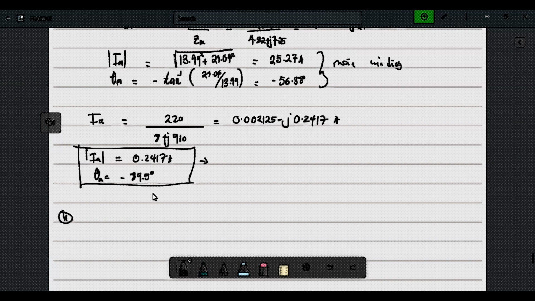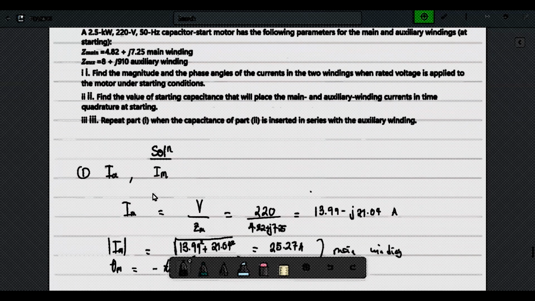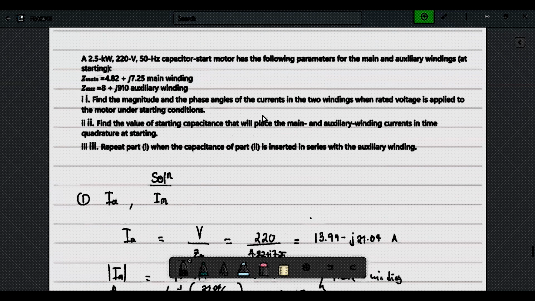So for us to achieve that, we have to place these windings at 90 degrees to each other, okay? So we need to add a capacitor. So no wonder it's called a capacitor start. For this motor to start rotating and produce the torque, we need to have this capacitor at the start. And later on, when the motor reaches a certain speed, this capacitor is automatically disconnected from the circuit, for example by the use of a centrifugal switch, okay?